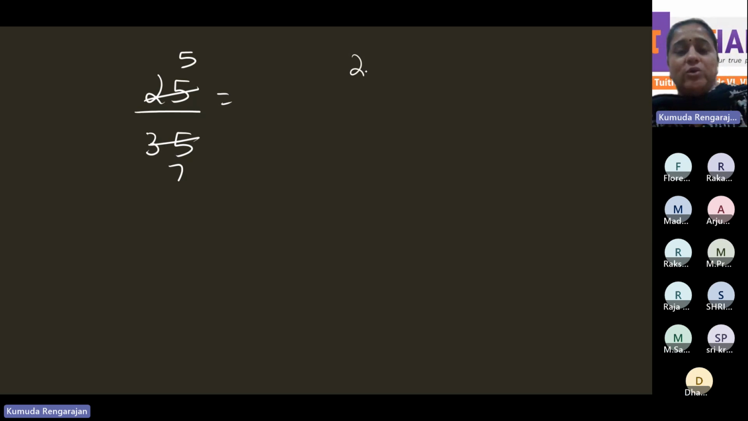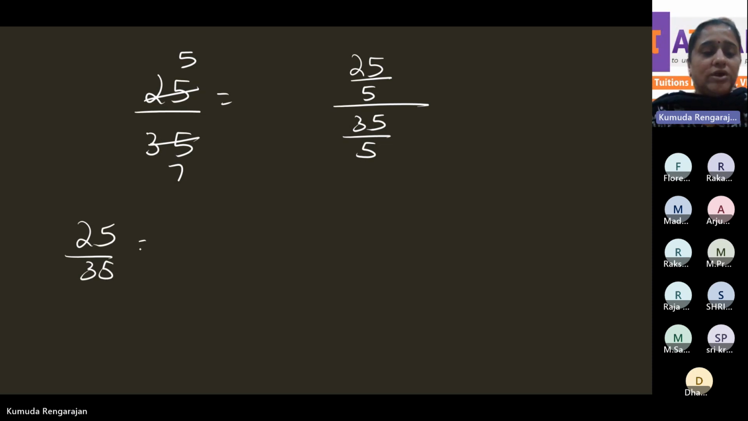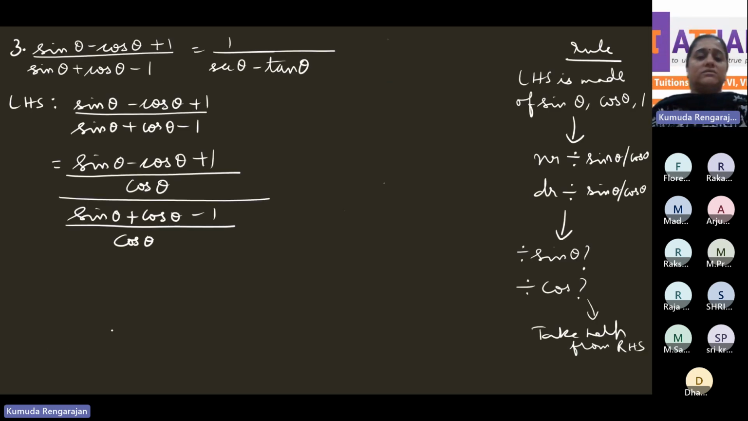Yeah. So what are we actually doing? You're dividing 25 by 5 and you're dividing 35 by 5. This is what you've been doing. You're dividing both the numerator and denominator by 5. So 25 by 5 is 5 and 35 by 5 is 7. We've been doing this. So that's what we're doing here. We're dividing both the numerator and denominator by cos theta.